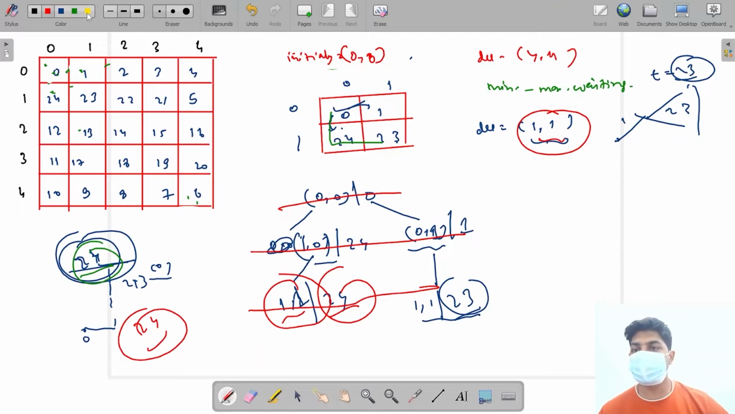But if we look clearly, if we go by this particular path, then the maximum time which I will take in my journey is 23 only. But here the simple queue is giving us 24, because a simple queue will not give us the shortest time. That's why we are not going to use a simple queue.